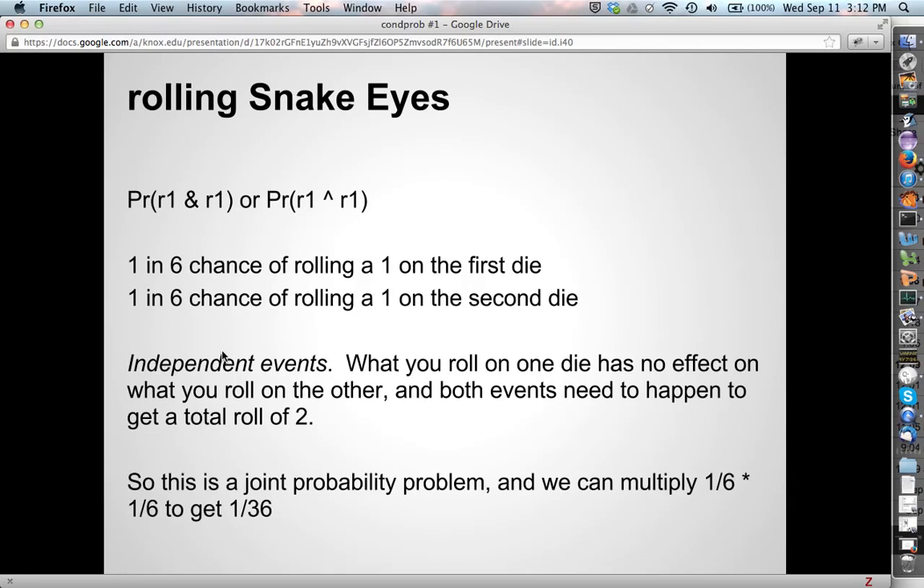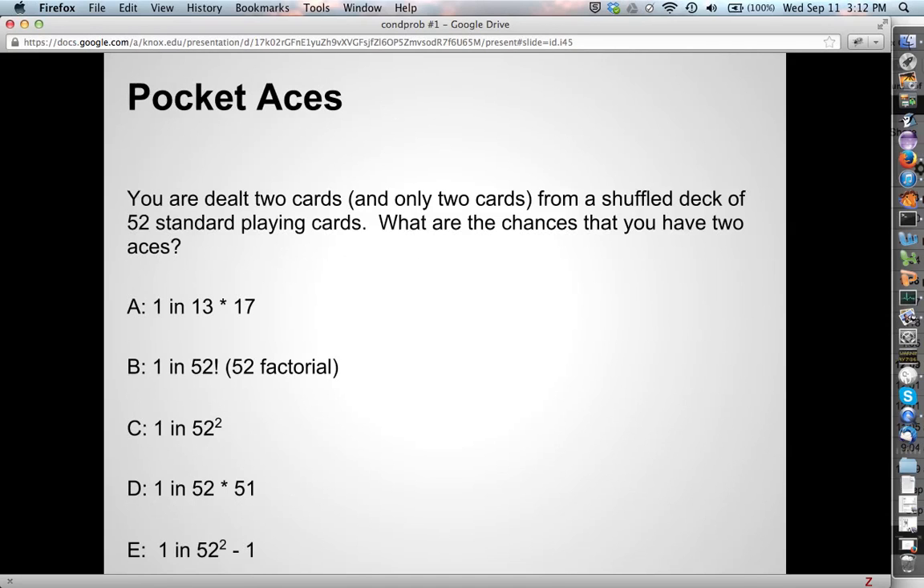So this is a little bit tricky because sometimes you'll hear, oh, the odds are 35 to 1 that you won't roll a 2. That's true, and that means there's a 1 in 36 chance that you will roll the 2, or snake eyes, with your 2 dice. So let's do another one.